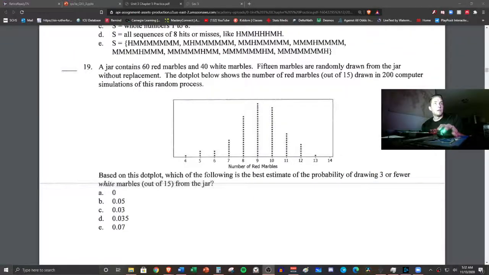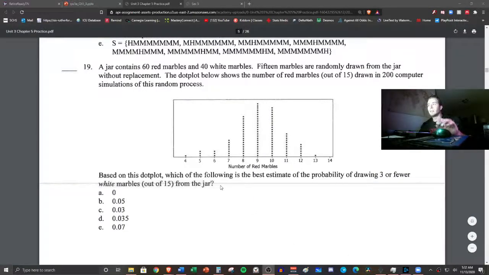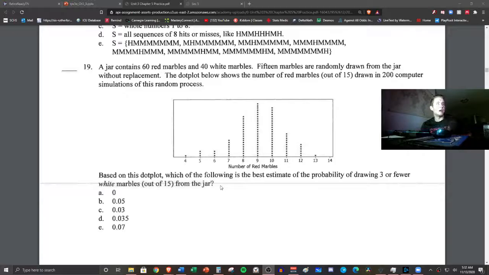All right, so we're looking at number 19 on the problem set. And I will say that every year that I give this packet, this is always one that students are usually confused on, and it's a good one to look at. So let's talk about the situation.